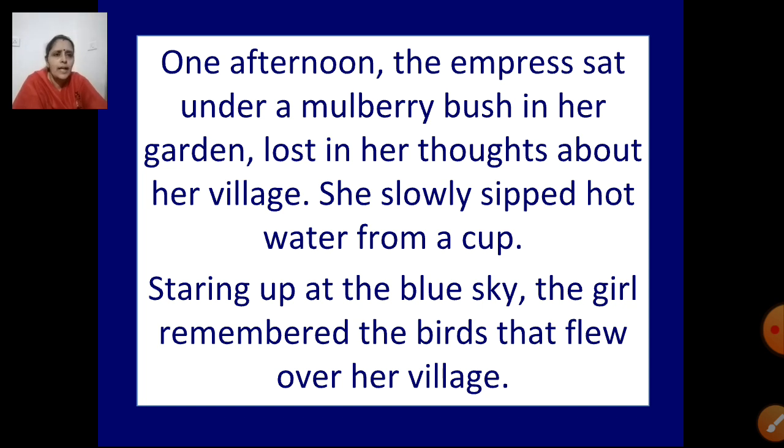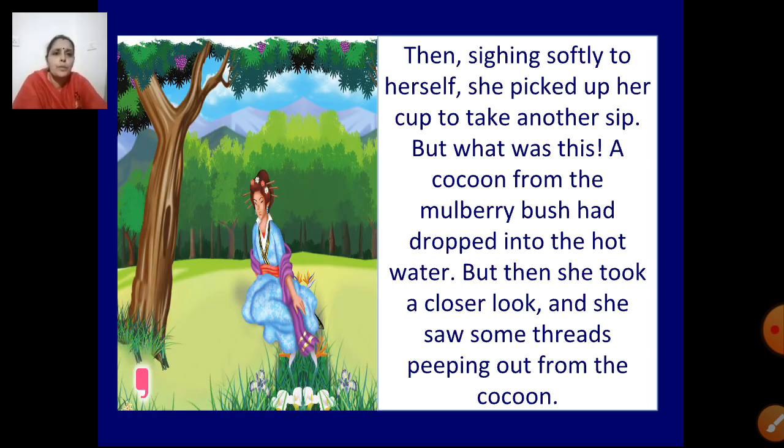One afternoon, the empress, that is the queen, sat under a mulberry bush in her garden, lost in her own thoughts. She was thinking about her village, her relatives, her friends, and she slowly sipped hot water from a cup. Staring up at the blue sky, she saw the birds that flew and she remembered the birds that flew over her village. So she started thinking about her village as she sat under the mulberry bush.